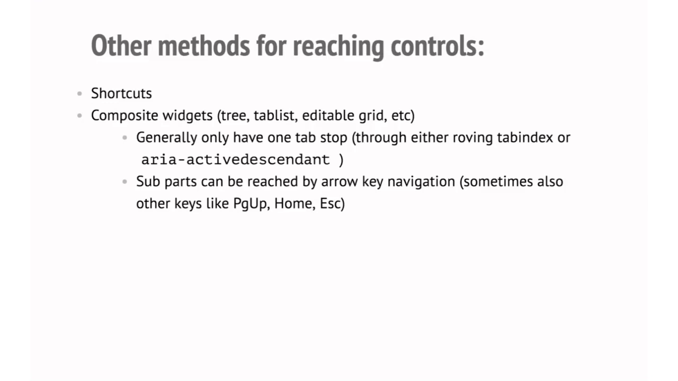There are some other methods you can use for reaching controls, like shortcuts. Of course, there's access keys. And there's also composite widgets like trees or tab lists or grids, which are larger widgets that consist of smaller parts that are individually focusable. And these composite widgets generally are managed in one of two ways. You can either have a roving tab index or an aria-activedescendant attribute. And I'll give a little demo of what that means for both.